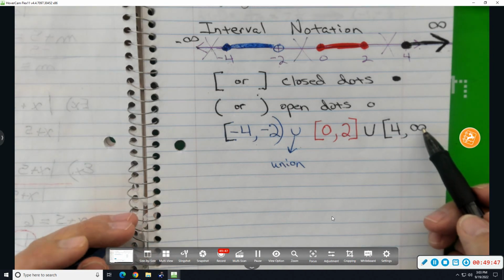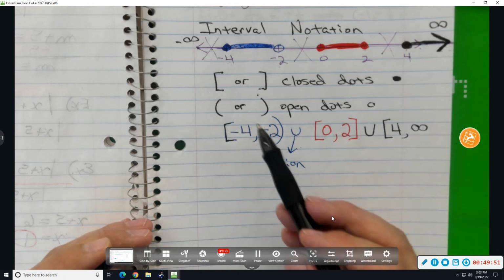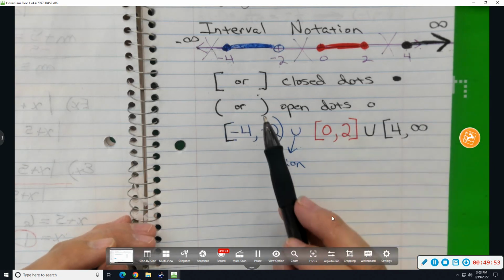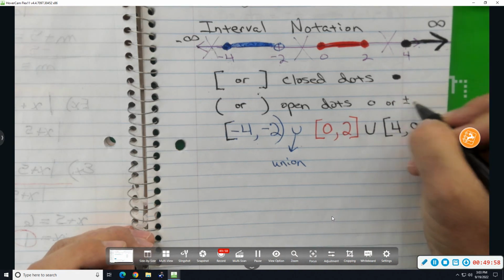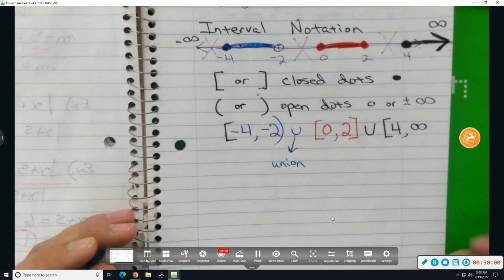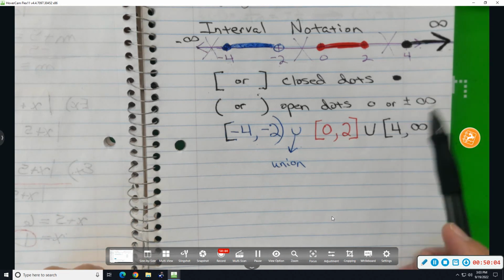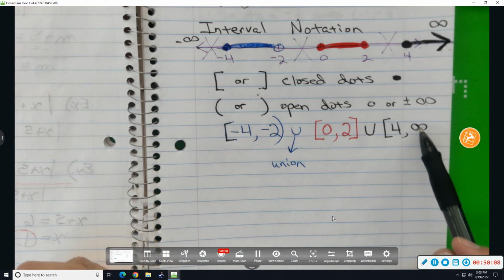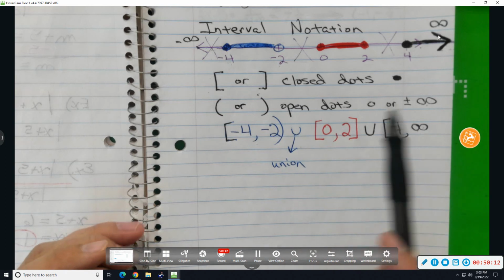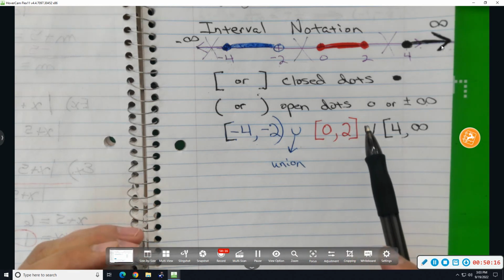Now, you always use a parenthesis with infinity. I didn't write that down there, but I was going to have them think their way through it. Parentheses mean not included. Brackets mean you're including the number. Infinity isn't a number that you're going to get to and include. It's just representing an abstract concept, representing this arrow. It wouldn't make sense to say including the arrow.